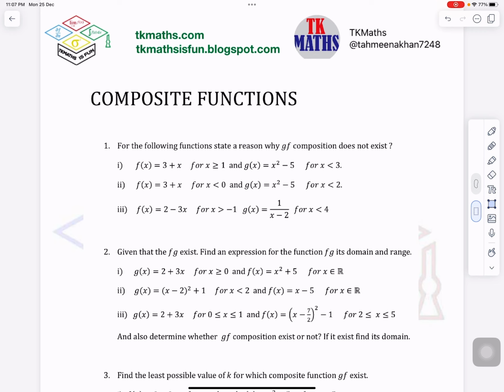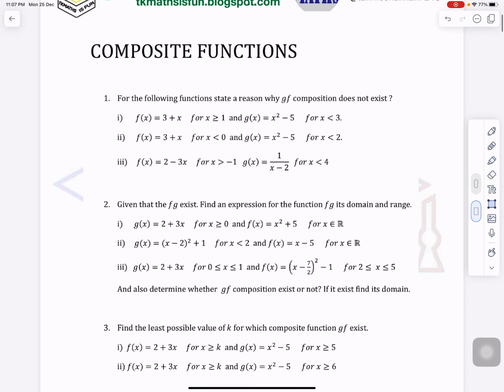In today's video, we will see the concept of composite functions. I have already made one video on this topic. The link is given in the description below. But now here, I am solving 4 different types of questions with the concept of composite functions, domain and range.